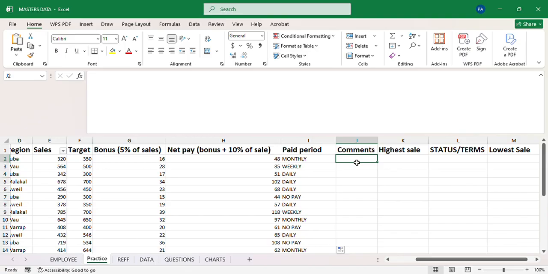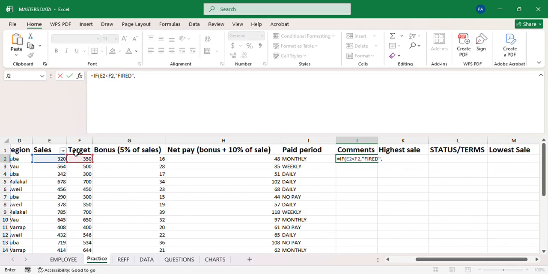So what do we do? We are going to say equal IF the sale, if the sale is going to be the condition, is less than the target, comma, if the sale is less than the target, we are going to fire that person. Or otherwise, if the logical test is opposite, we are going to retain that person. That is to say, if that person has overachieved or has achieved the expectation of the business, we are going to retain them.